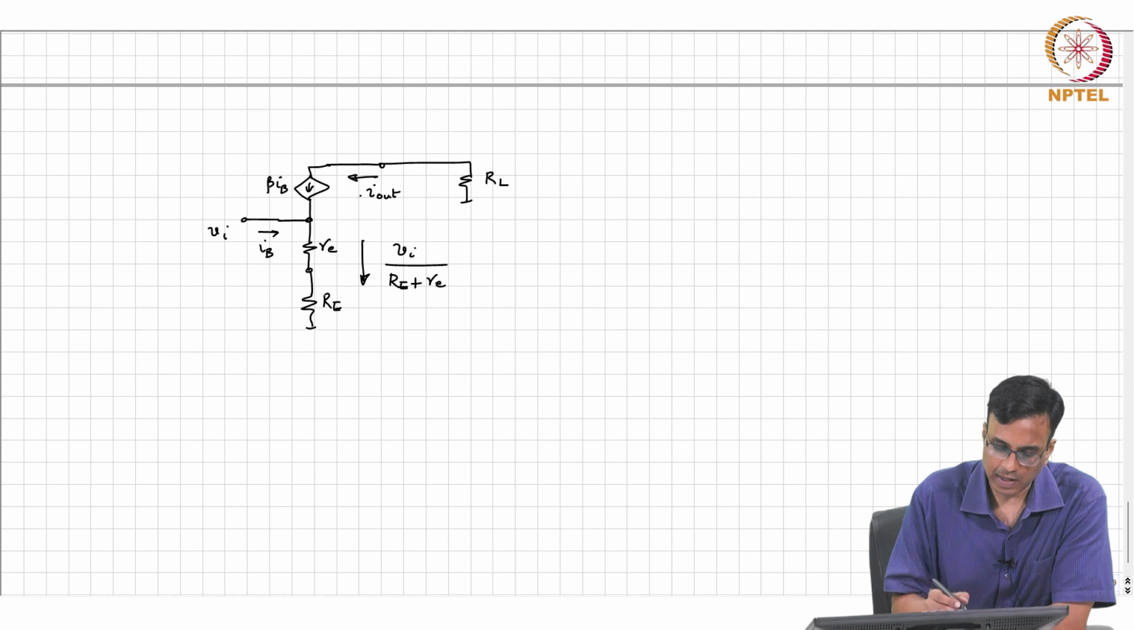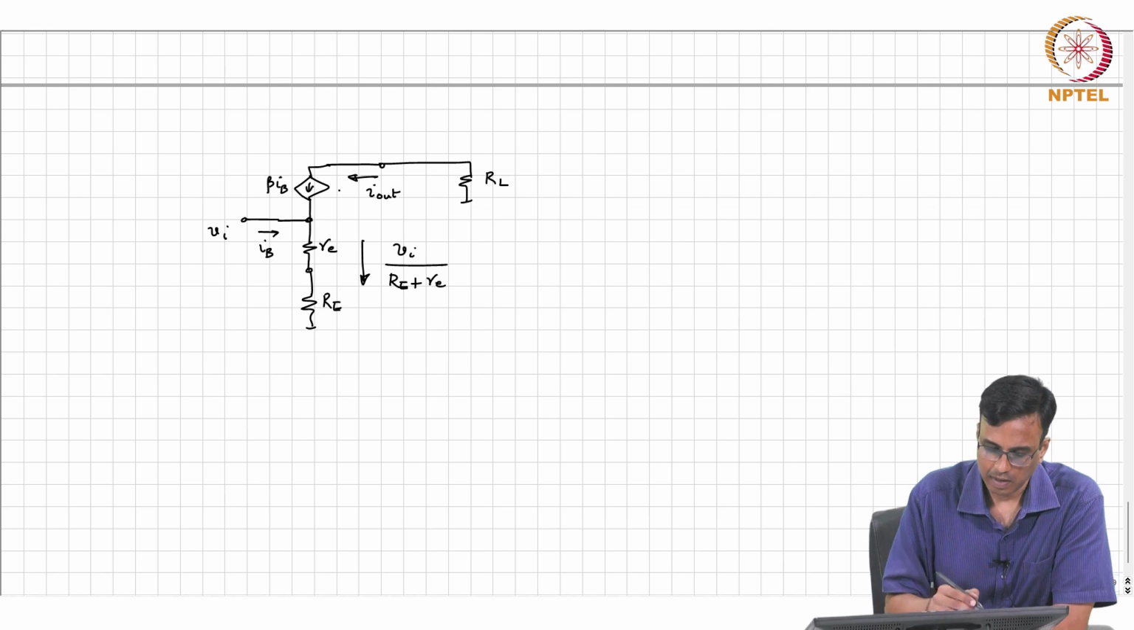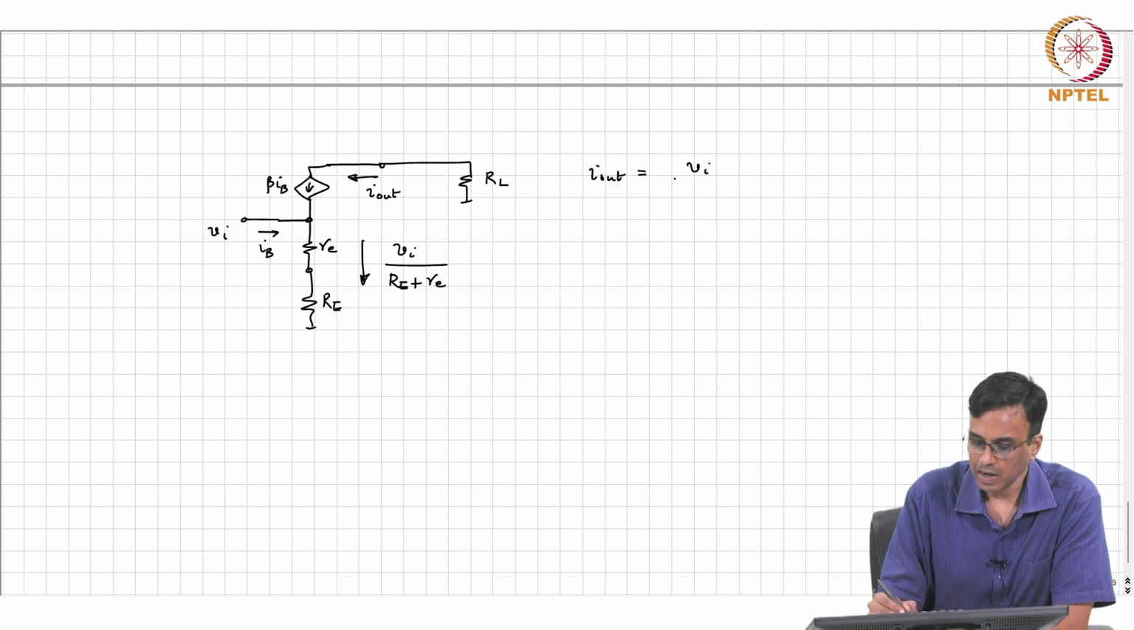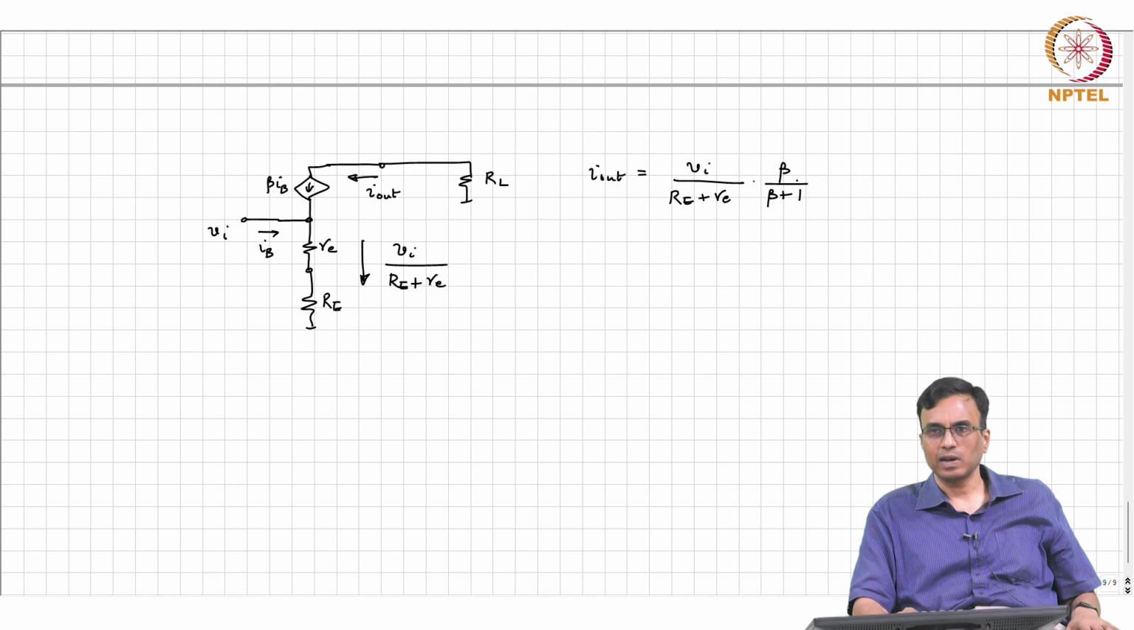Basically you can see that the collector current is beta times the base current. So, the current I out will be Vi by capital RE plus small re times beta by beta plus 1. So, if you want to be hair-splittingly accurate, you do this, but for all practical purposes this is simply Vi over capital RE plus small re. Okay, and if capital RE is much larger than small re, then it's pretty much the same as Vi by capital RE. Okay, so this is the voltage controlled current source.